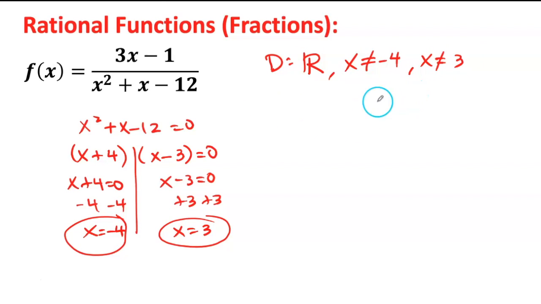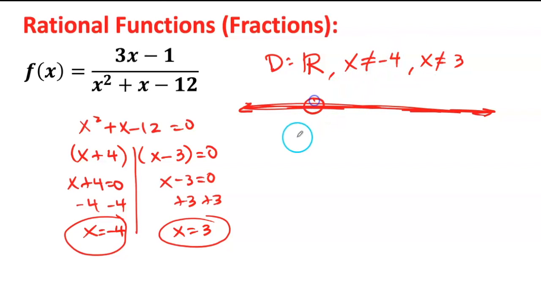Now, if I want to write this on a number line, then my domain is all real numbers. So all of them. But now, these are my exceptions. So here, I'll make a hole at negative 4 and 3. And those values will not be part of your domain. Okay? Empty hole here, empty hole there.